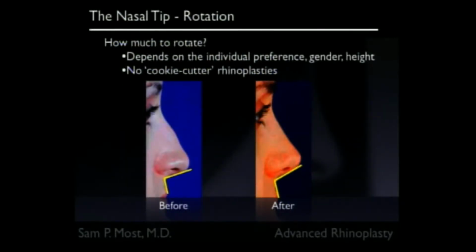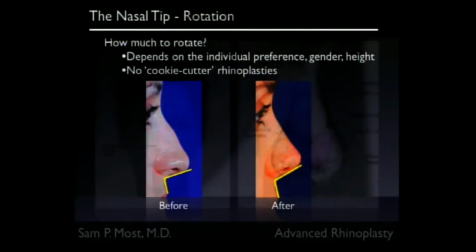This is the patient I showed a little bit ago, just demonstrating this angle has been altered by using that tripod concept in addition to doing the things to the other parts of the nose. And again, there are no cookie cutter rhinoplasties. The amount of rotation that we perform depends on gender, height, ethnicity, patient preference, and a lot of other things. So we use computer simulations to determine what might look best.